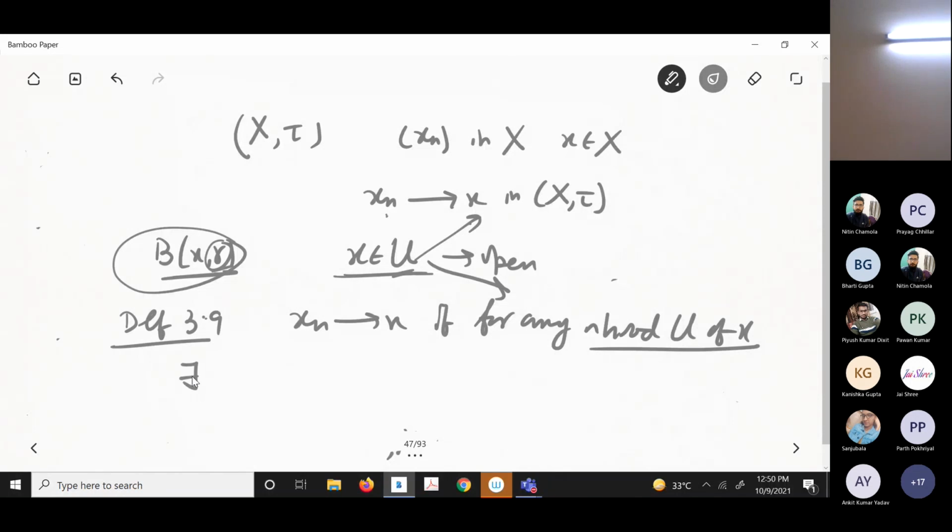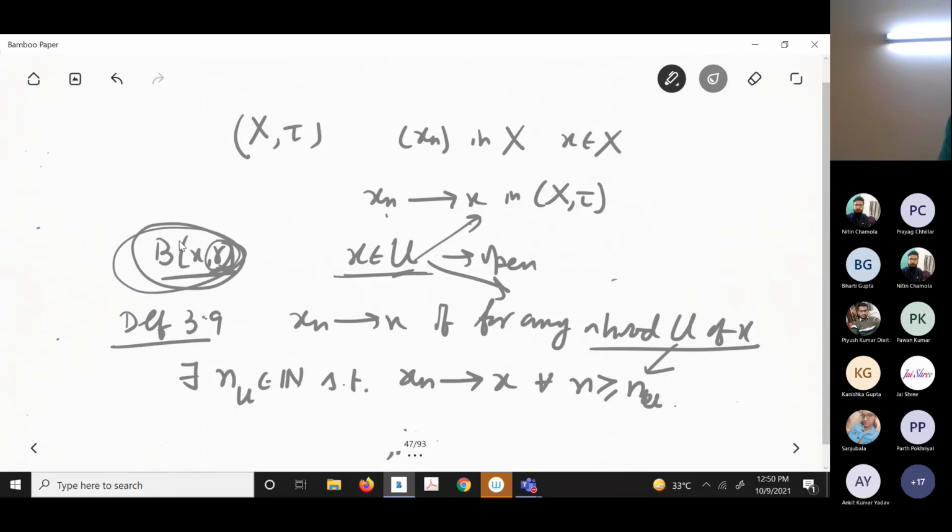There exists a natural number, and that natural number will depend on U. Look, that natural number depends on this r or epsilon, whatever you need to do. But that means it depends on this neighborhood. So here I am writing N_U belongs to N such that Xn belongs to U for all n greater than or equal to N_U. Sorry, N_U. That should be the definition. This N_U will depend on this. Okay, right.